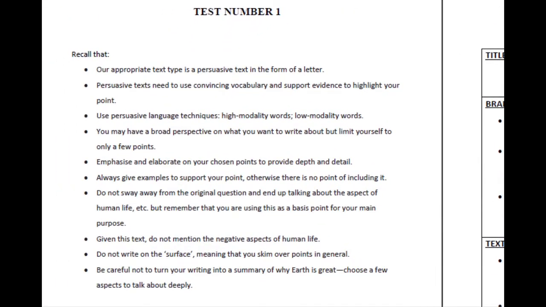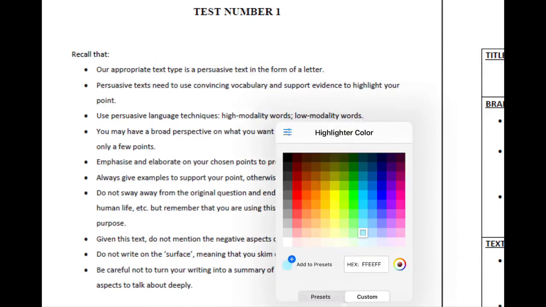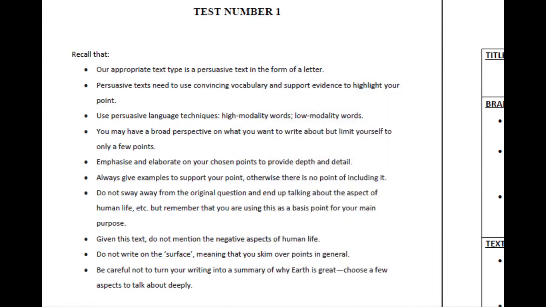Let's go through the writing tips over here. Recall that our appropriate text type is a persuasive text in the form of a letter. So let's just highlight this part. I think this will be a bit clearer. Yep, so we'll use this one. So persuasive text in the form of a letter. And then persuasive texts need to use convincing vocabulary and support evidence to highlight your point.